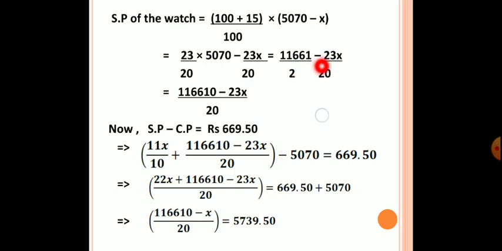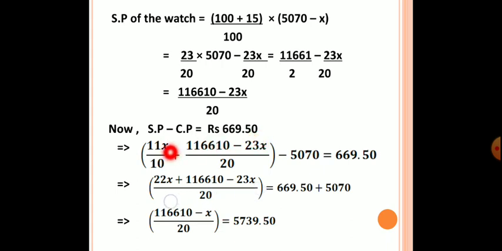11,661 by 2 minus 23x by 20. Now taking the LCM as 20, here we will have (1,16,610 minus 23x) by 20. So this is the equation we have derived. Now it was given that the profit was 669.50. So now we can write the equation as selling price minus cost price is equal to 669.50.